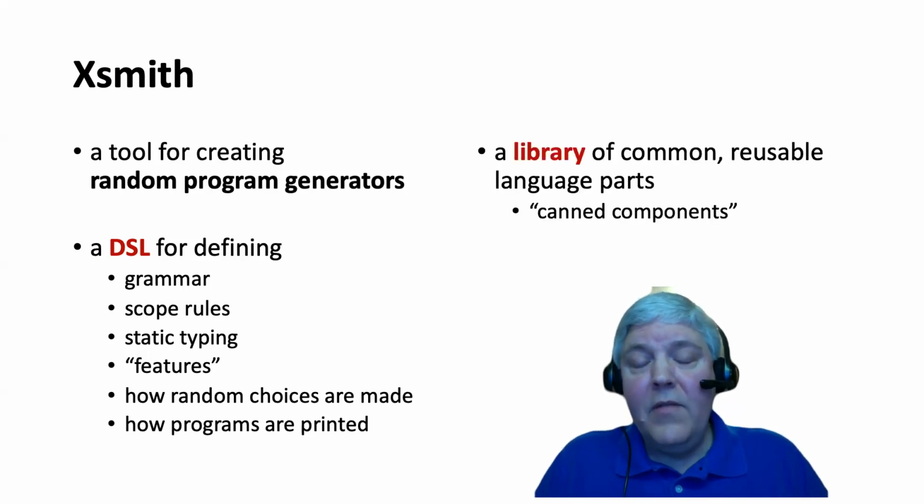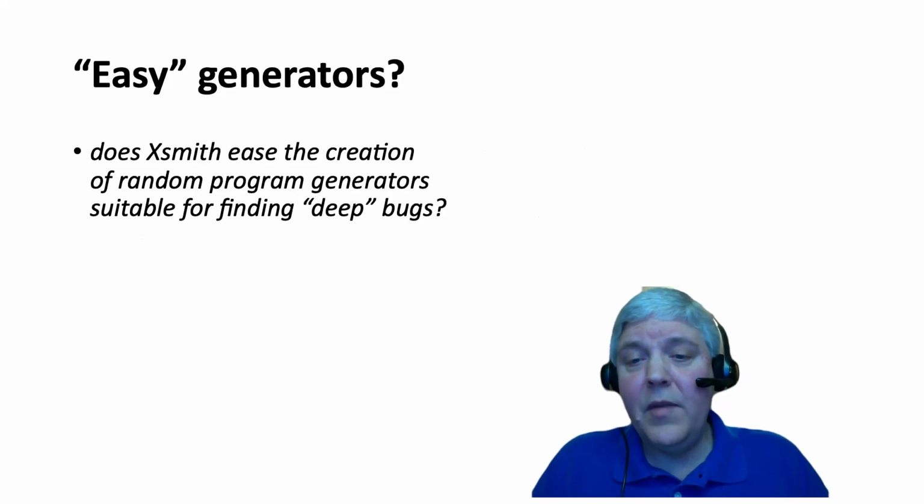The second part of Xsmith is a library of common reusable language parts. So these are things like loops and function calls and just things that are so common in different languages that we provide them as sort of prepackaged language definition parts that you can incorporate into your own random program generators, making it easier for people to use Xsmith. So the goal of Xsmith is to make it easy for people to create these kinds of high quality random program generators so that they can find deep bugs, right?